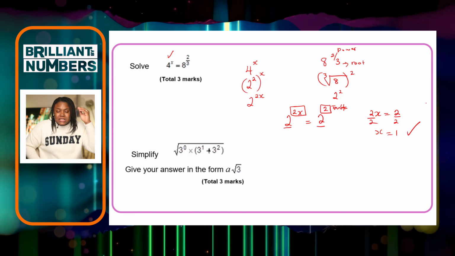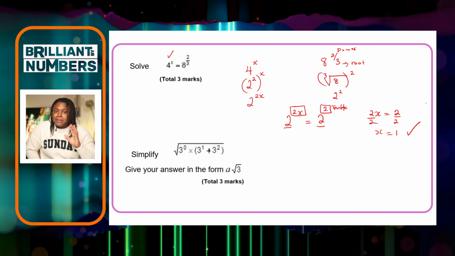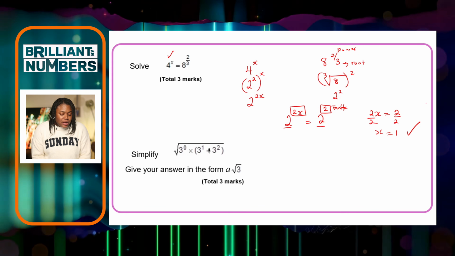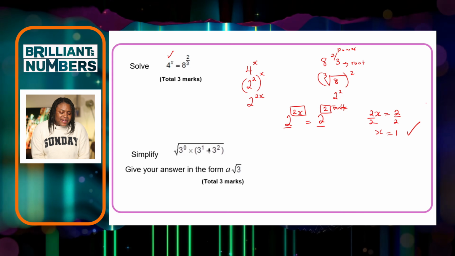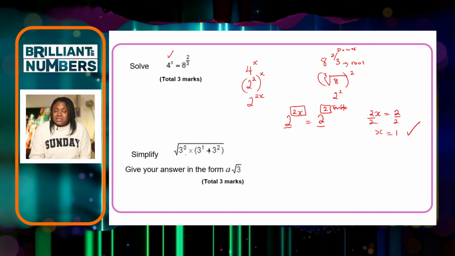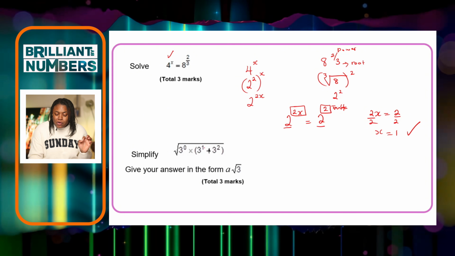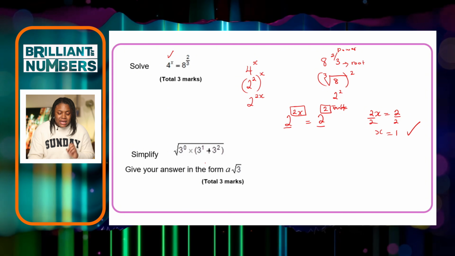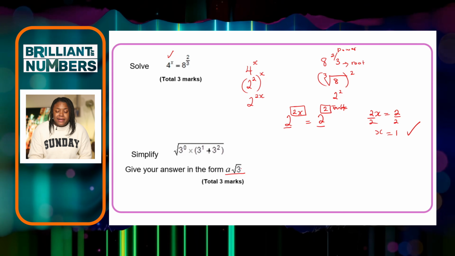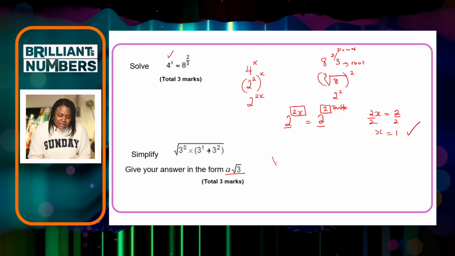Looks difficult, but logical, clear thoughts make it accessible to all of you. Next question asks us to simplify the square root of 3 to the power of 0 times by bracket 3 to the power of 1 plus 3 to the power of 2. Give your answer in the form a root 3. So let's go for simplification.